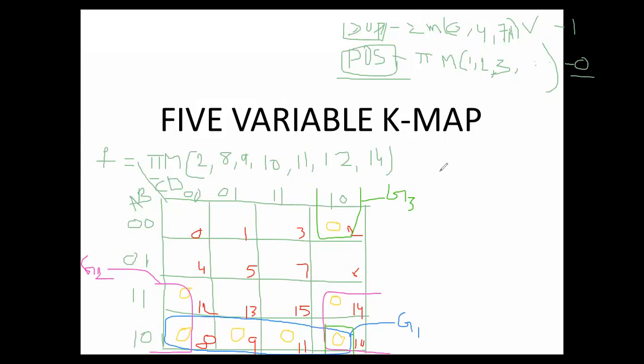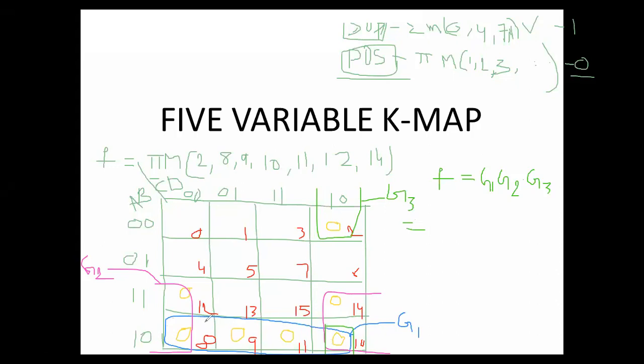So here the simplified function is equal to, and this is a POS term, remember this, Z1 dot Z2 dot Z3. So this is the simplified function here. Take group 1, this is Z1: 8, 9, 11, 10. This group belongs to Z1.